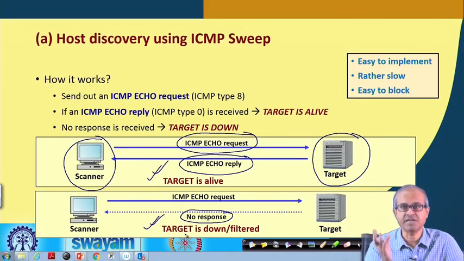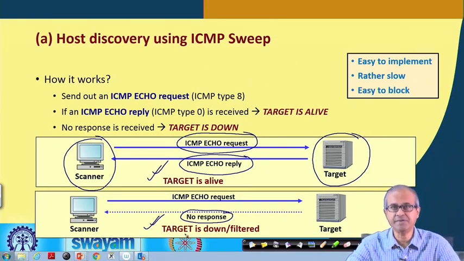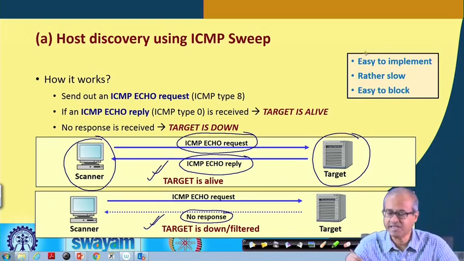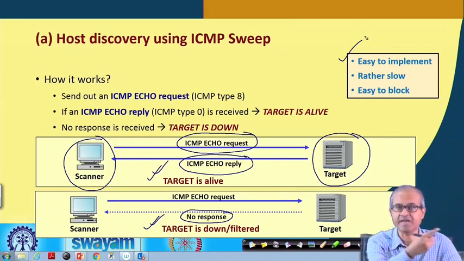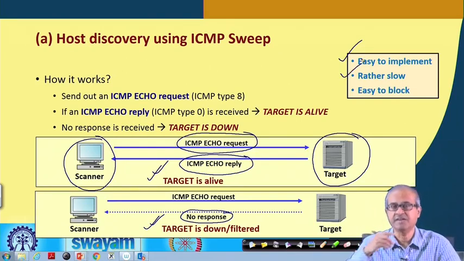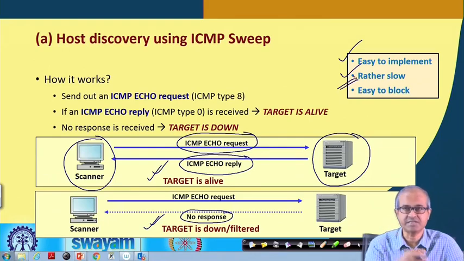There are firewalls which can filter this kind of ICMP echo request packets. So, it is either down or it is filtered. Now, the good thing about ICMP sweep host discovery is that it is easy to implement, but because you have to send individual packets to all the hosts, it is slow. If there are 1000 hosts, you will have to send 1000 packets, and it is relatively easy to block. A firewall or router can be configured easily to block this kind of packet, so that you cannot mount this kind of approach for host discovery.